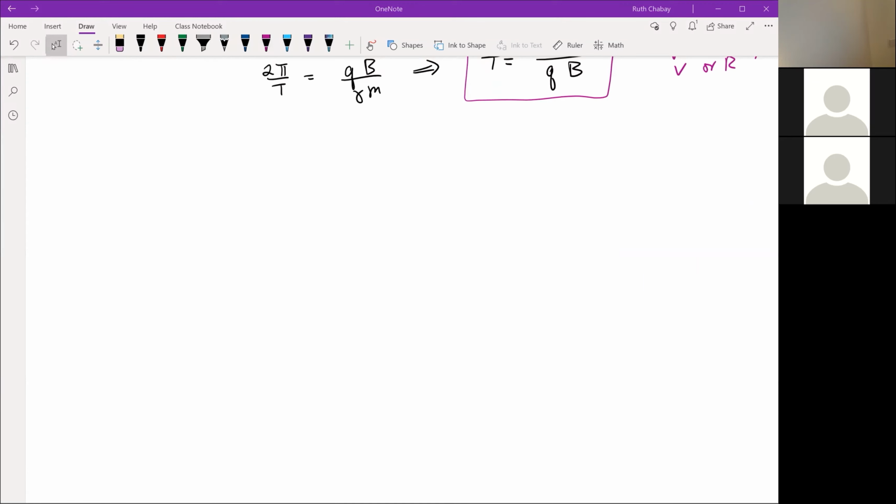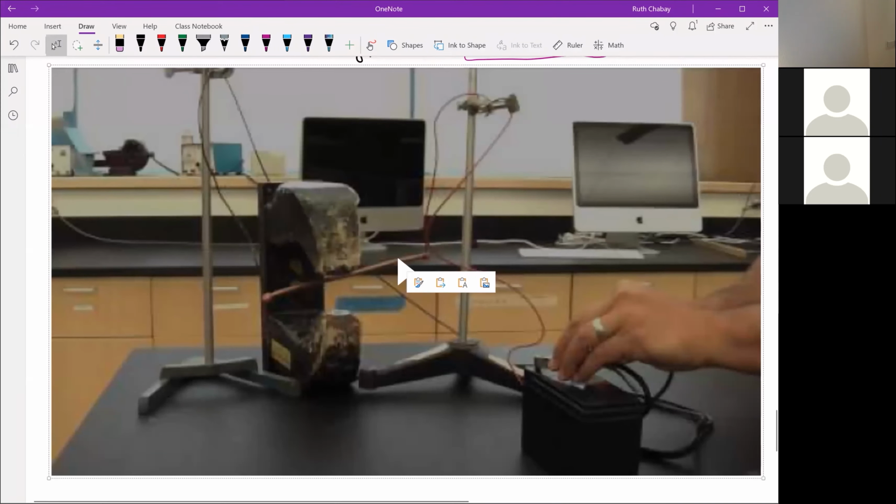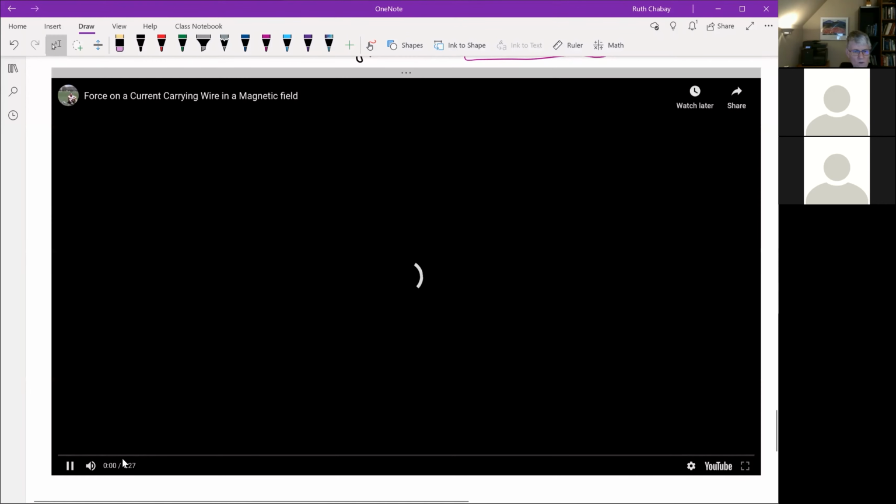Okay, so clearly, if there are magnetic forces on moving charged particles, then a current carrying wire ought to experience a magnetic force. So here is a video demonstrating force on a current carrying wire.